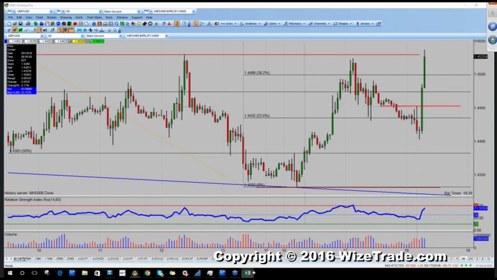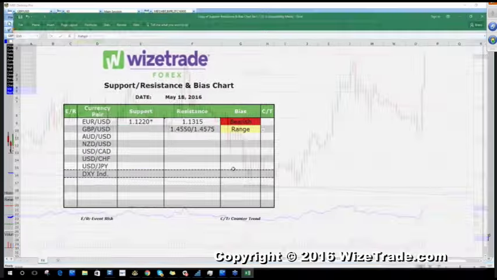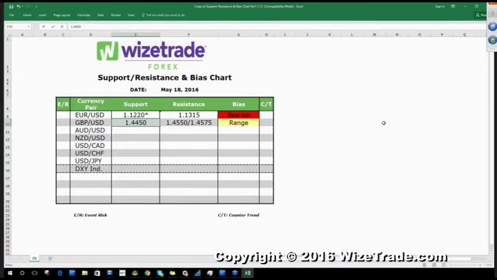So any dip to 144.50 should probably be bought. Now I'll tell you, I'm short a little bit of cable at 145.11. I'm not very comfortable being short, so I'm just telling you right now.